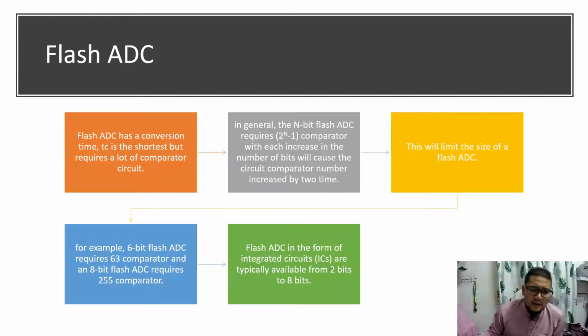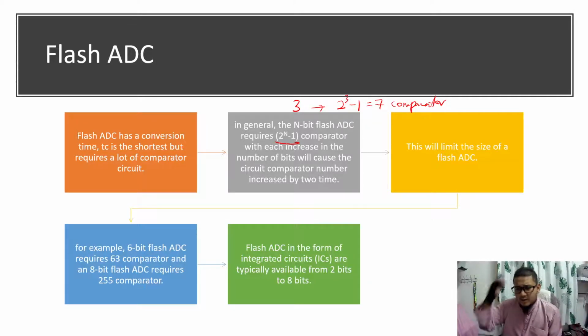Okay, and then the flash ADC has a conversion time, TC. TC is the conversion time of ADC, and it is the shortest but requires a lot of comparator circuits. So in general, how do we know the number of comparators? It depends on 2 power of n minus 1. For example, if our bit is 3 bits, the number of comparators is 2 power of 3 minus 1, equal to 7 comparators.